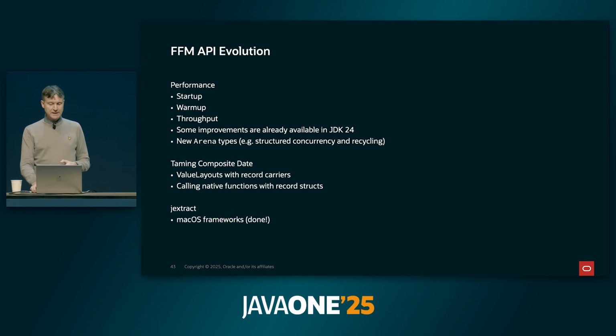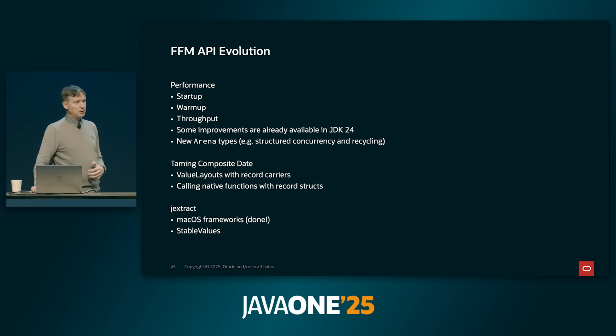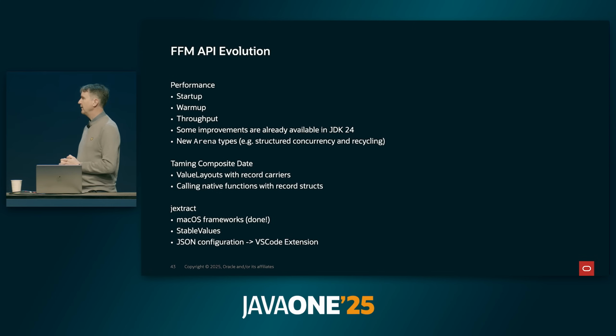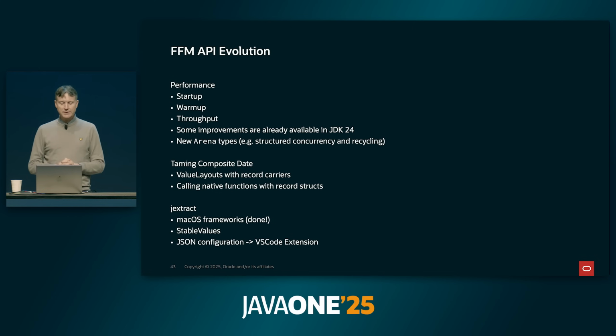And we are improving jextract. We actually added support for macOS frameworks. We are about to use something called stable values, which is going to preview in Java 25, and which I'm going to have a talk about in a few hours here in this very room, which can give a better startup time. And then we also have a JSON configuration file, which makes it much easier to configure jextract. And maybe that opens up a path to a VS Code extension as well. Maybe someone will write that.